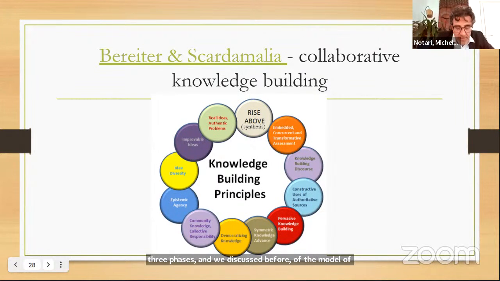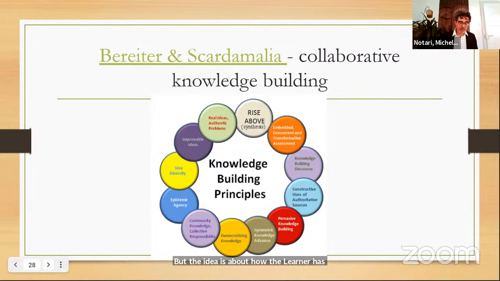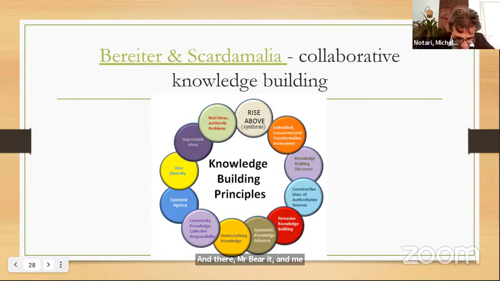In the theoretical background of knowledge building, you don't really have such phases, but the idea is about how the learner has to interact. What is an effective interaction in order to foster the development of collaboration skills, negotiation skills, argumentation skills, and conflict resolution skills. And there, Mr. Bereiter and Ms. Scardamalia created a knowledge forum, which is a tool that helps to foster these skills, which are relevant for deep learning, for collaboration, for knowledge building, a technology and a theory which is still valid and still used in many didactical settings.